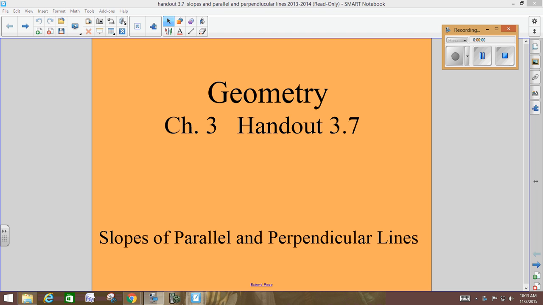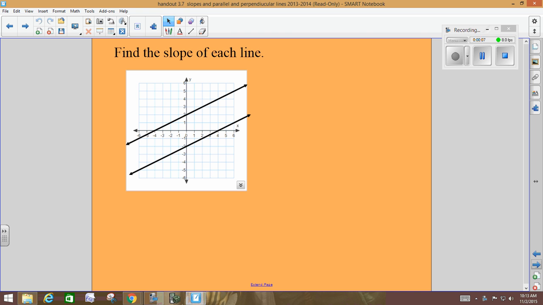We're going to be writing the equations of lines that are parallel and lines that are perpendicular. You don't have these first couple slides on your note cards or notes, so just follow along. For this first one, it says find the slope of each of these lines. How can I find the slope of the line that's on the graph there?